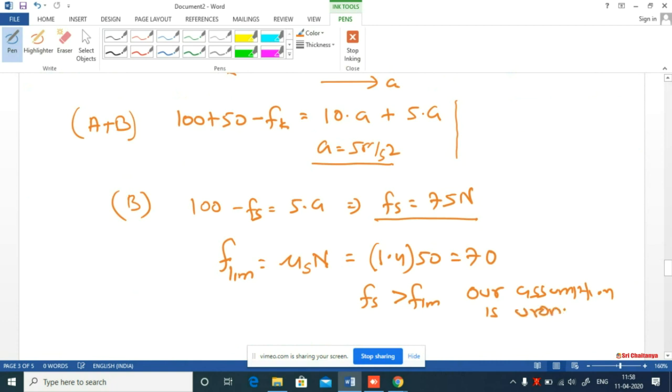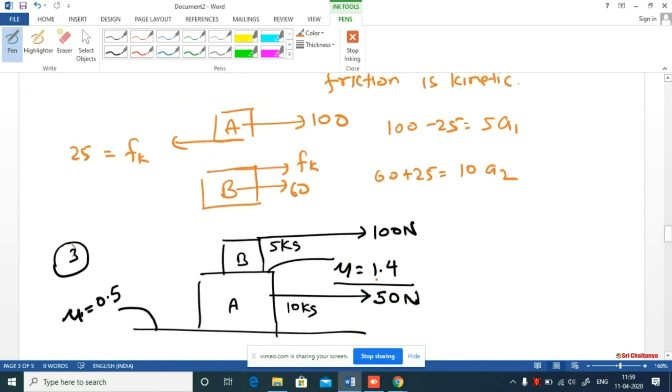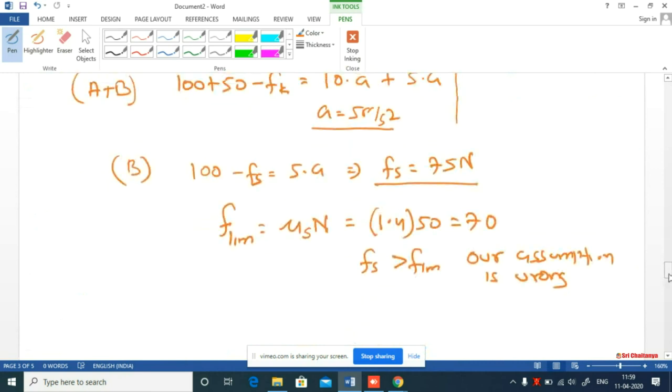is wrong. Here, let me tell you that suppose instead of 1.4, I had given you a data of 1.6, let us say, then we would have got here 80 Newton. And so Fs is less than limiting friction. It means our assumption is right. Both of them have an acceleration of 5 meter per second square. That would have been the answer. But now it is just wrong. Our assumption is wrong because Fs cannot be more than 70 Newton.